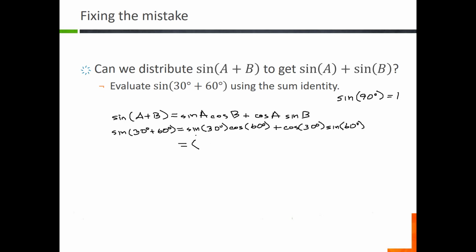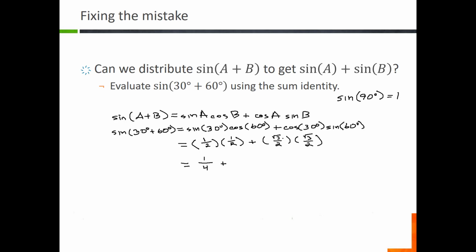So from the unit circle, we know the sine of 30 degrees is a half, and we know the cosine of 60 degrees is a half, plus we know the cosine of 30 degrees is root 3 over 2, and we know the sine of 60 degrees is also root 3 over 2. So if we simplify this expression, what do we get? A half times a half. So you just multiply straight across. So 1 times 1 is a 1, and 2 times 2 is a 4. So a half times a half is 1/4.